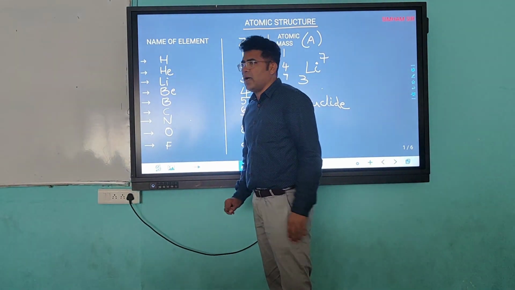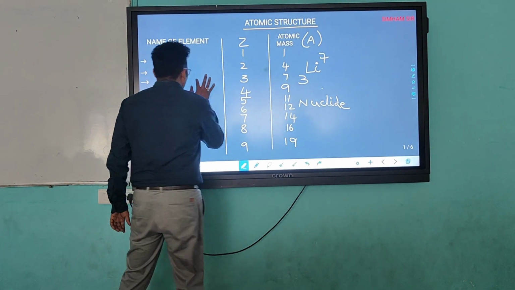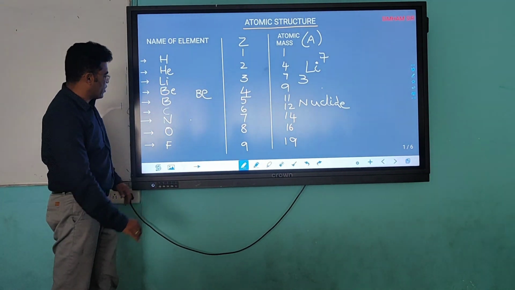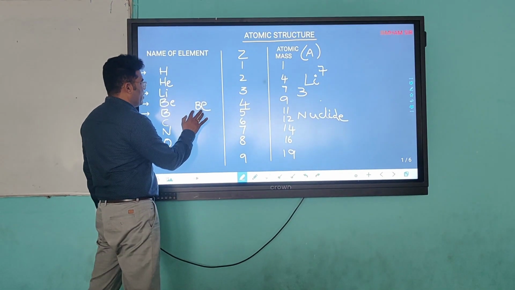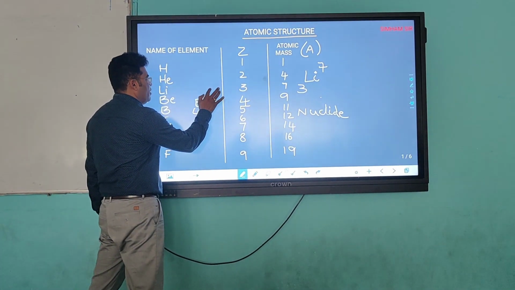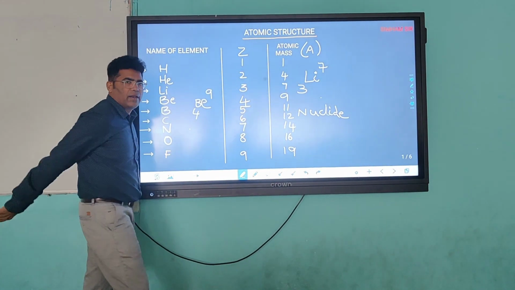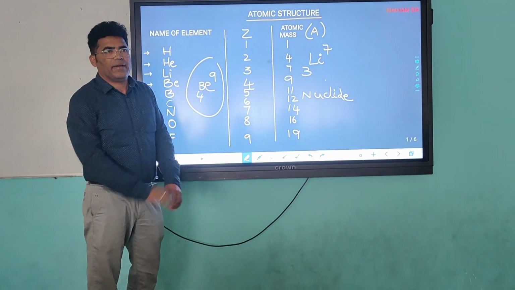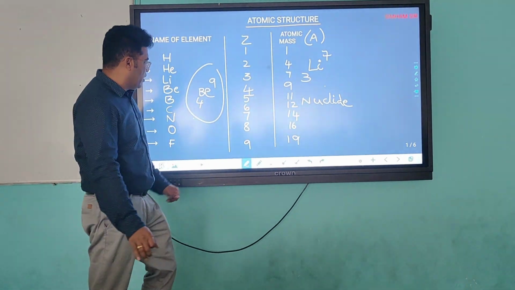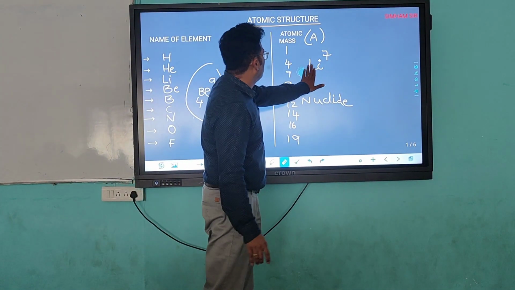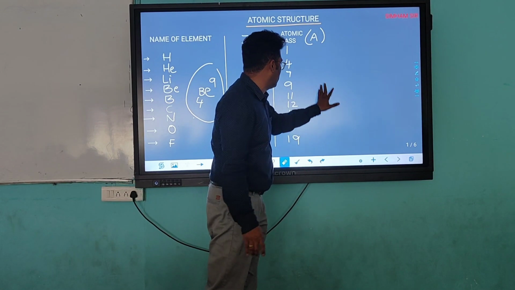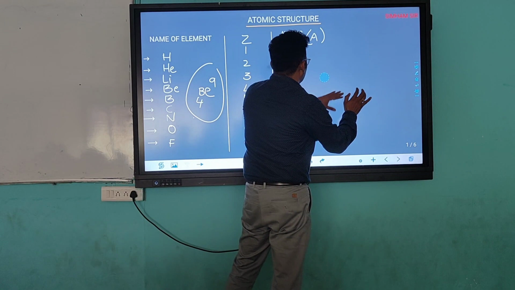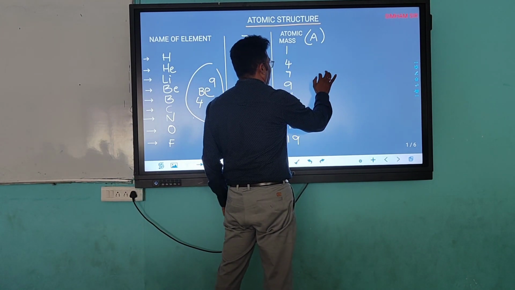Suppose the nuclide of beryllium. How do you write beryllium? Beryllium, atomic number 4, mass number 9. This is a nuclide. Otherwise, simply you can write like this.